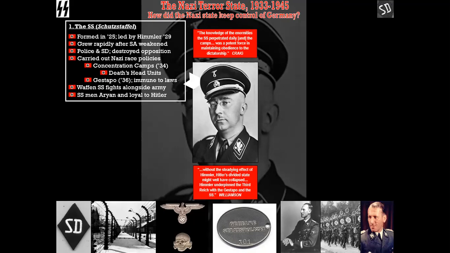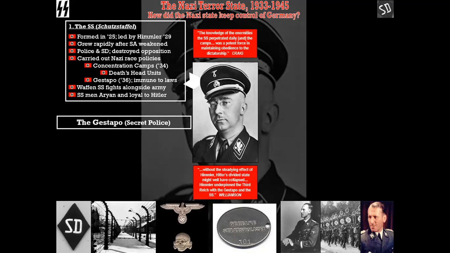SS men were Aryans. Remember, the Nazis didn't want everybody to be Aryan. They simply viewed the Aryan as the master race, the Herrenvolk, the creators of culture. Other people, the bearers of culture, those who copied the Herrenvolk, were perfectly acceptable. So be wary. But the SS men were supposed to be Aryan. They were supposed to be the Herrenvolk. And they were ultimately loyal to Hitler. Remember, they're his bodyguard.